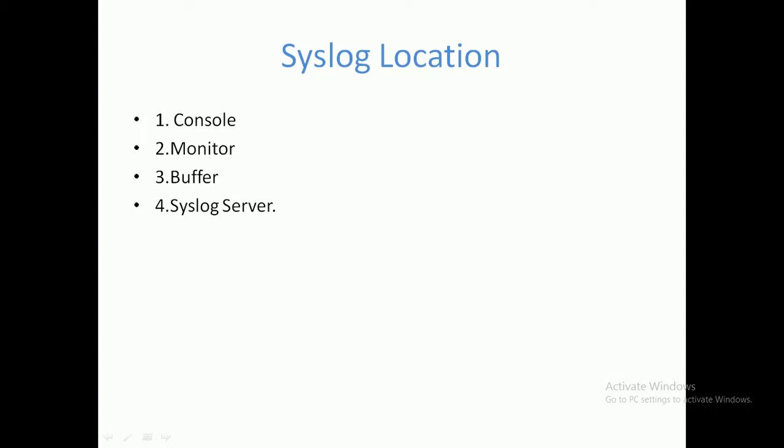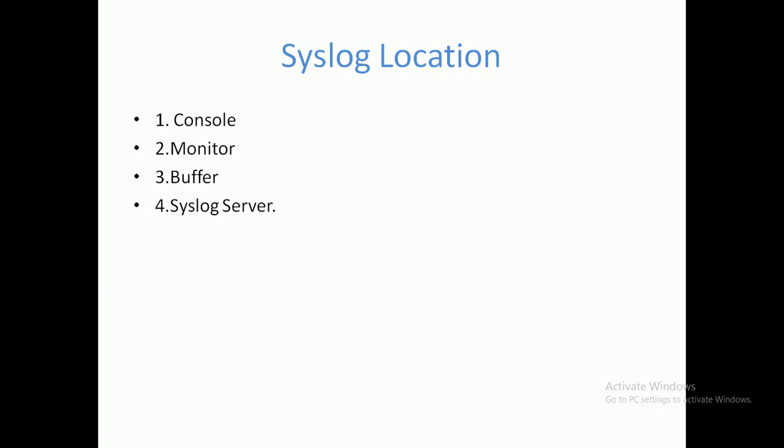The third possible location is the buffer. Buffer means you temporarily store the information in the RAM of that Cisco device. The fourth one is known as the syslog server. The syslog server could be in any location. As long as it is reachable through the network, you can send the log messages to the syslog server, and then you can see what the possible problem is and how you are going to troubleshoot.